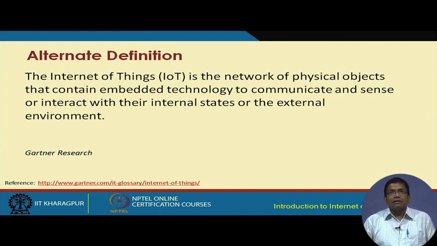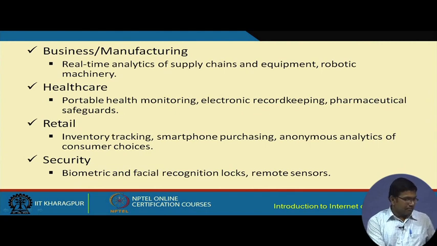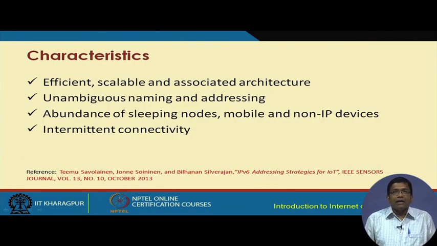So, we already have seen that when we are talking about IoT, it is mostly about networking of physical objects, and these physical objects are embedded with different embedded electronics that communicate and sense and interact with the internal states or with the external environment in which they are operating. So, either they are interacting with each other, they change their different states, or they are interacting with the external environment in which they are operating. There are different characteristics of IoT.